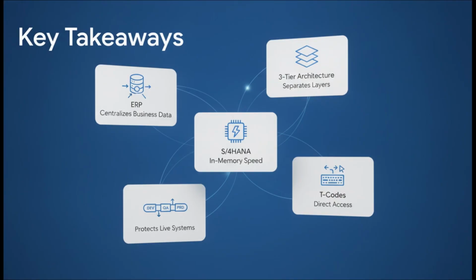The Dev, QA, and PRD landscapes fiercely protect live data by strictly using transport requests. And of course, T-codes are your daily essential shortcuts. Remember, you aren't just writing lines of code here. You're building scalable, highly secure solutions on a massive enterprise architecture.